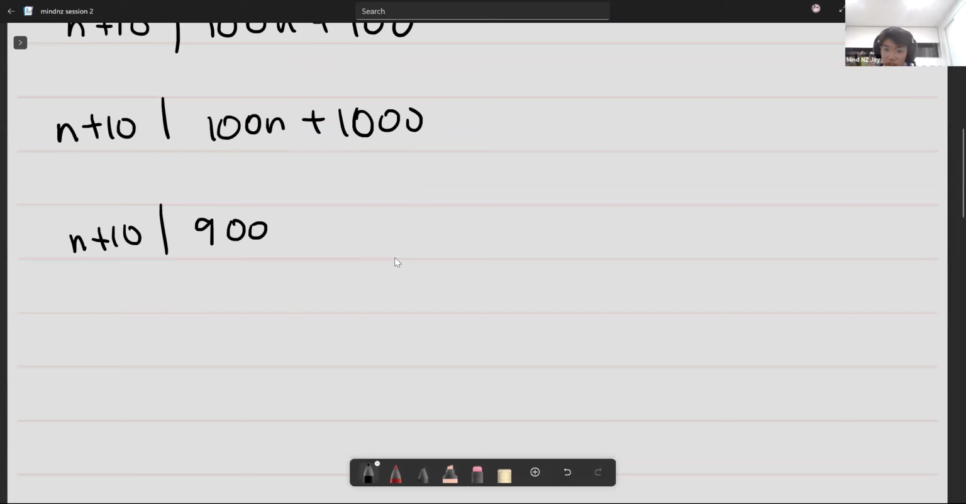So that means that n plus 10 has to be a divisor of 900. So since we want to find the largest n, we're going to think about what the largest divisor of 900 is. So can someone just tell me what the largest divisor of 900 is?